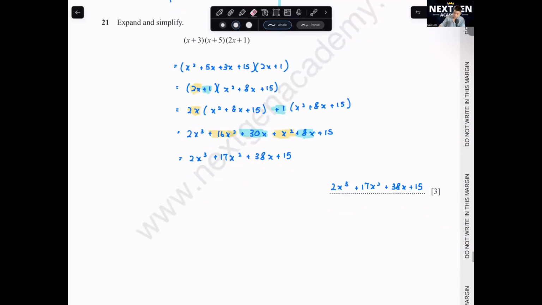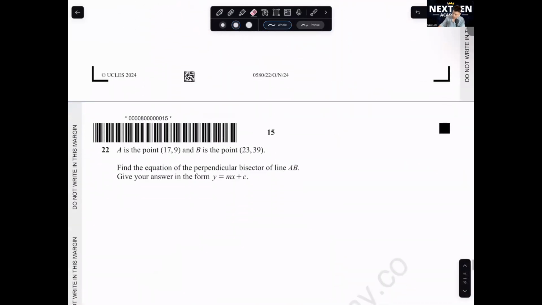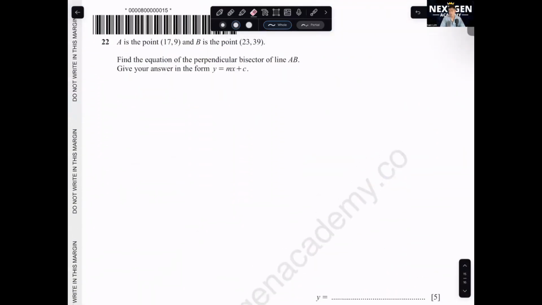All right. Okay, next one. Question 22. Okay, this is a 5-mark question. Okay, this is where the fun part begins. A is the point 17, 9, B is 23, 39. Find the equation of the perpendicular bisector of line AB. Give your line in y equals mx plus c.